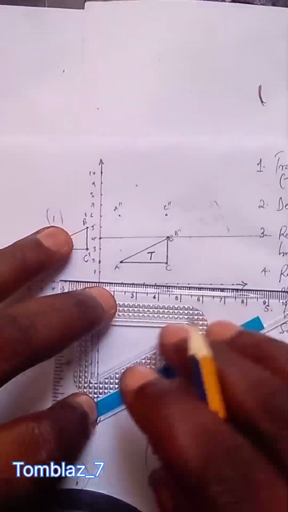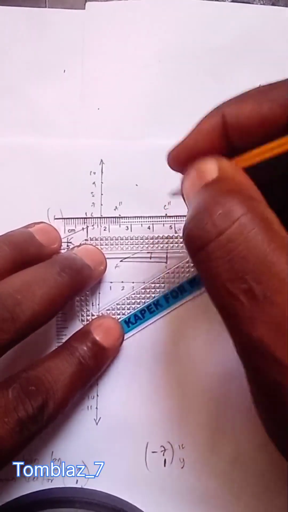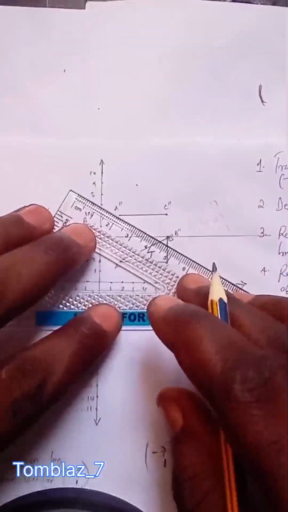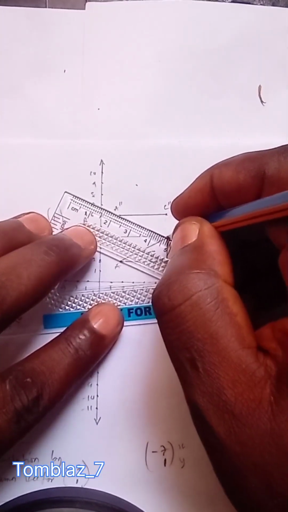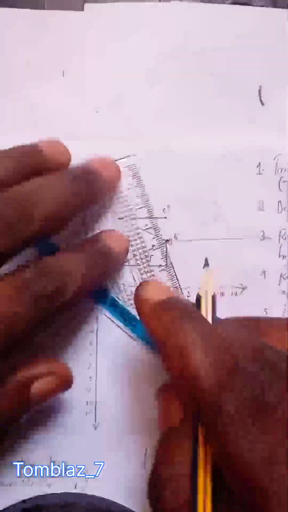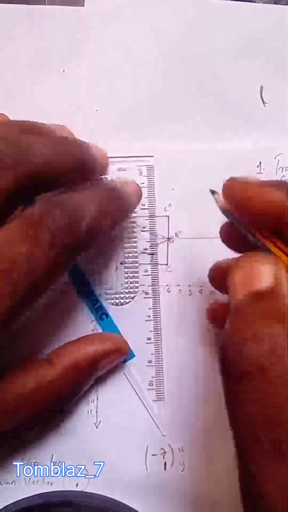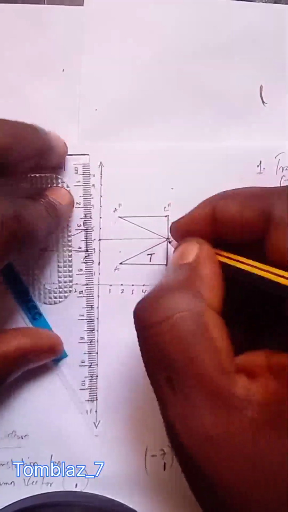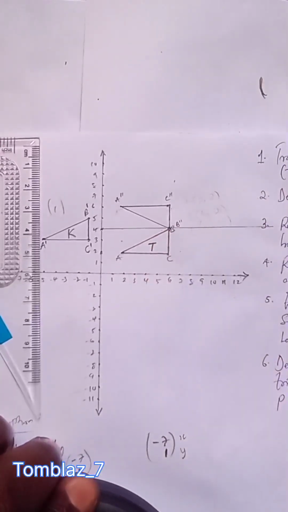So you just join it together. So we're joining this point to this point. To this point. So this is our new triangle that is a reflection of this, right?